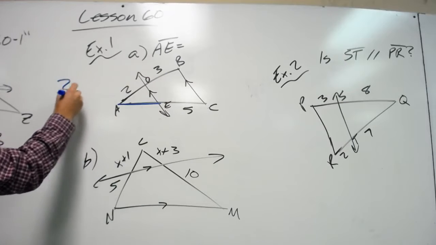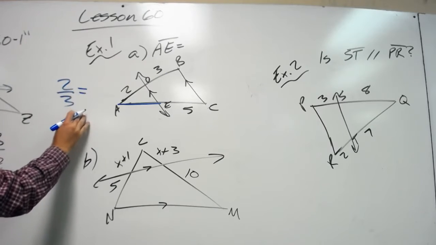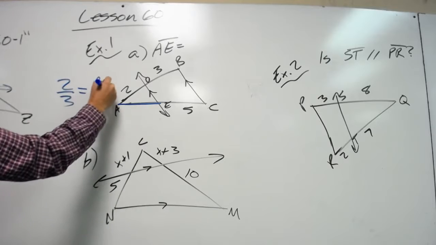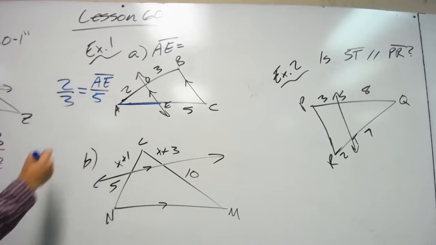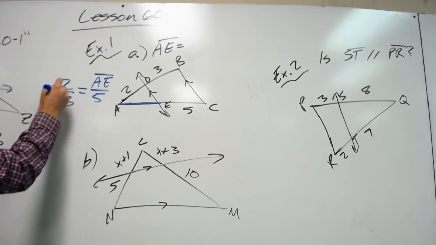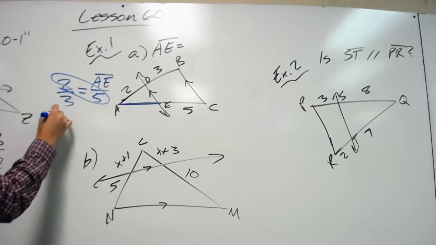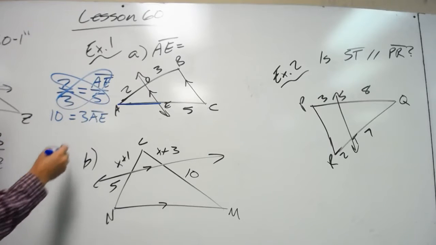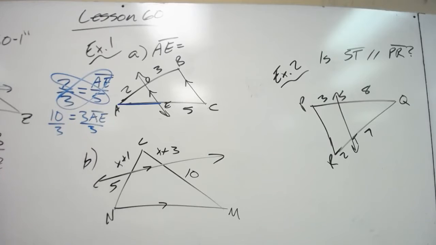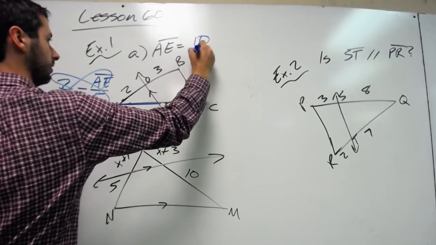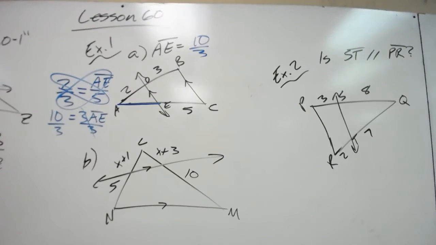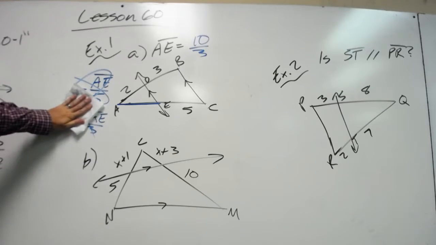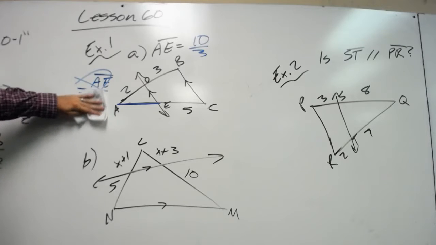So I'm going to do 2 over 3 is equal to AE over 5. Then you can solve. 5 times 2 is 10 equals 3AE. When you divide by 3, you get 10 over 3 for AE. You get a fraction, it's okay. That's the right answer. Then in example B, what does it want us to find? It wants us to find x. Find the value of x.